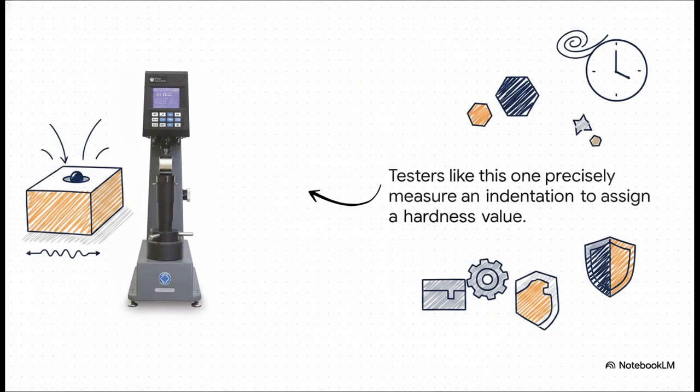So this machine here is a Rockwell hardness tester. It's one of the most common ones you'll see. It works by very precisely pushing one of those indenters into the material with an exact amount of force. Then it measures the depth of the mark it leaves behind and gives you a hardness number. It's a really fast, super reliable way to check the quality of a part.